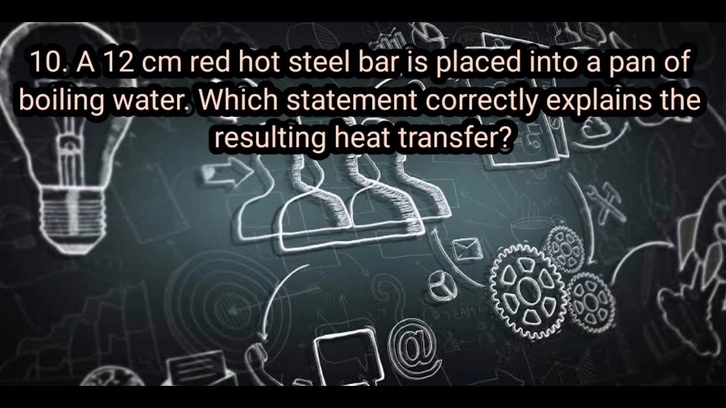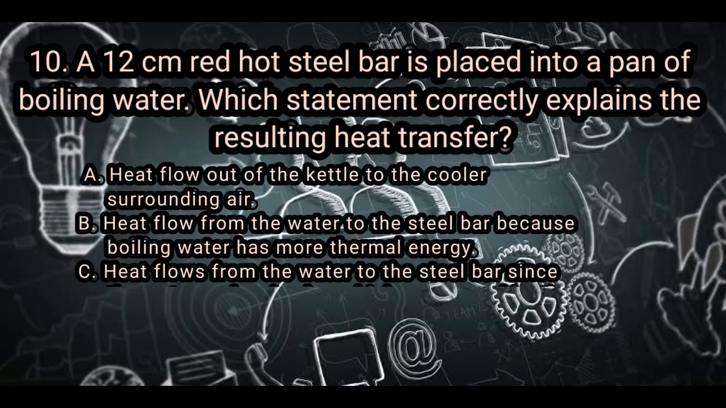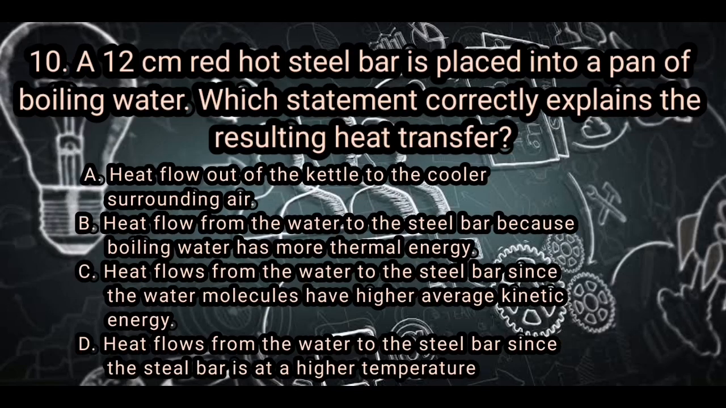10. A 12 cm red-hot steel bar is placed into a pan of boiling water. Which statement correctly explains the resulting heat transfer? A. Heat flows out of the kettle to the cooler surrounding air. B. Heat flows from the water to the steel bar because boiling water has more thermal energy. C. Heat flows from the water to the steel bar since the water molecules have higher average kinetic energy. D. Heat flows from the water to the steel bar since the steel bar is at a higher temperature. Correct answer. Letter A.